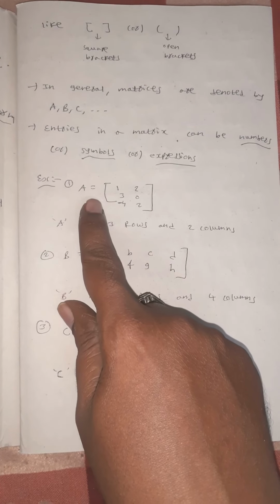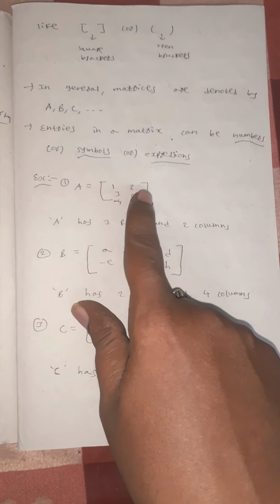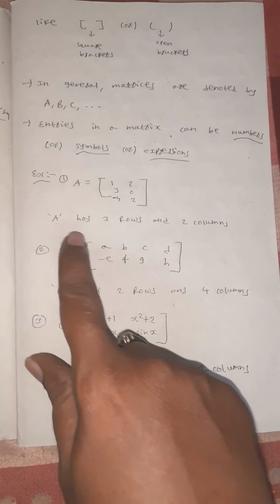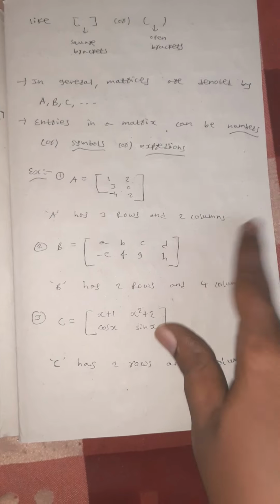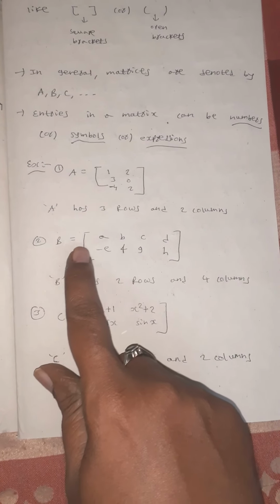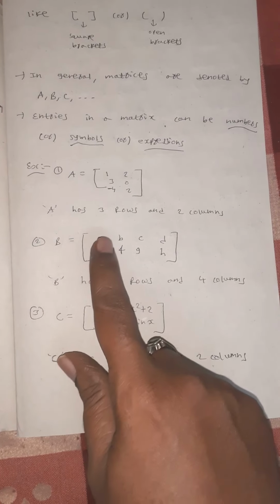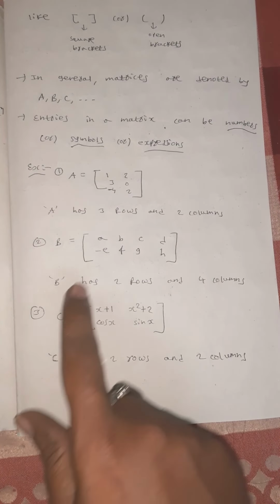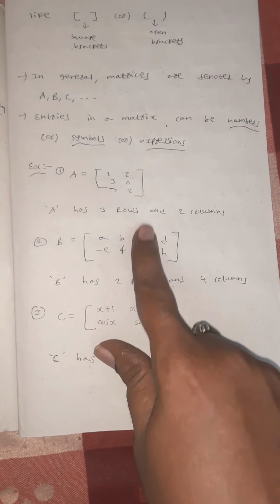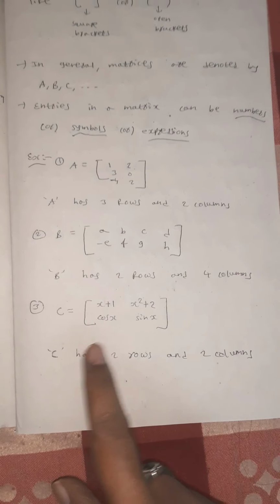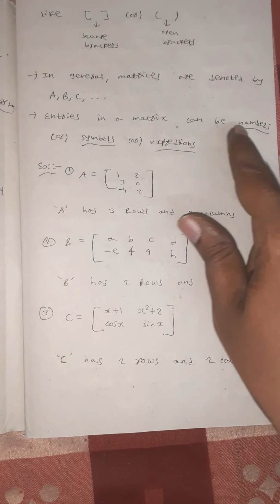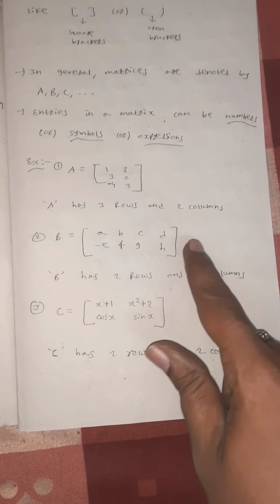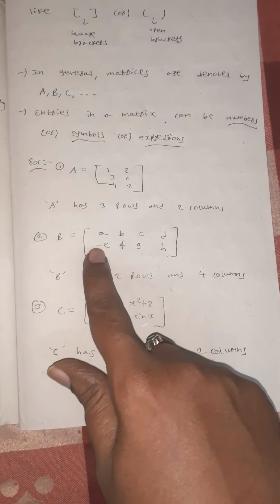We'll see examples. First example, capital A is equal to 1 2, 3 0, minus 4 2. How many rows does A have here? 1, 2, 3 rows, and how many columns? 1, 2. So A has 3 rows and 2 columns. Similarly B: B has 2 rows and how many columns? 1, 2, 3, 4. 4 columns. This is a numbers type of matrix. This one has symbols, here we have plus as well as minus.